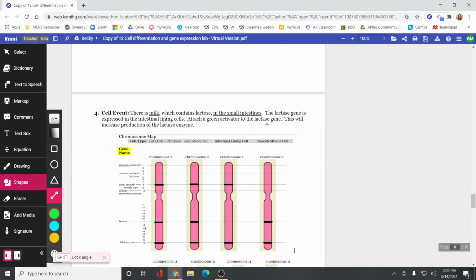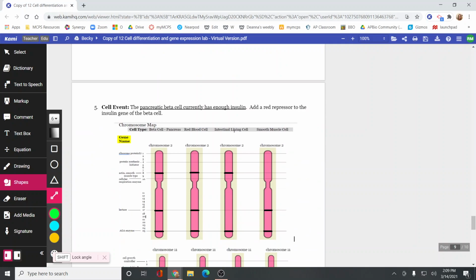For number 4, there's milk, which contains lactose in the small intestine. So again, intestinal lining cells. The lactase gene is expressed in the intestinal lining cells. Add a green activator, that means to put a green line. This will increase production of the lactase enzyme. So draw a green line on the lactase gene.